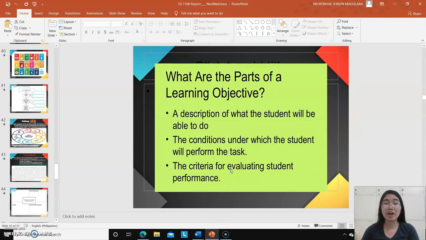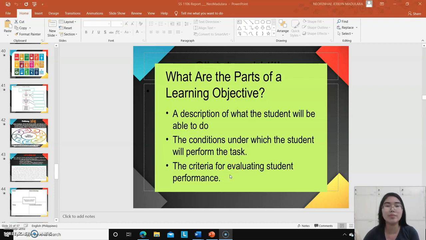So what are the parts of a learning objective? There are descriptions of what the student will be able to do, the conditions under which the student will perform the task, and the criteria for evaluating student performance. So those are specific parts of a learning objective. Okay, so there should be an action verb. Do not use verbs that are broad, like to be able to learn, to develop. Also the conditions of the task. How will it be developed? How will it be performed by the students? Using a timeline, using a map, and criteria for evaluating student performance.